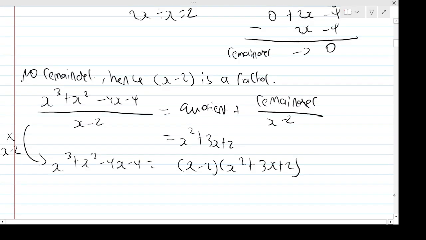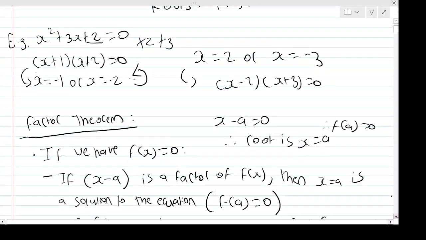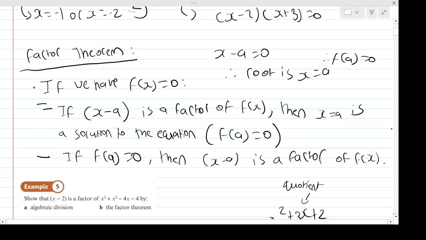So let's do it here. It's saying to show that x minus 2 is a factor of this cubic by the factor theorem. So we need to show it's a factor, okay? Now let's go back to what we wrote up here. It was these two things essentially. We have a function, we have an expression f of x. And it said if x minus a is a factor, then the solution to the equation when it's equal to 0 is a, okay?